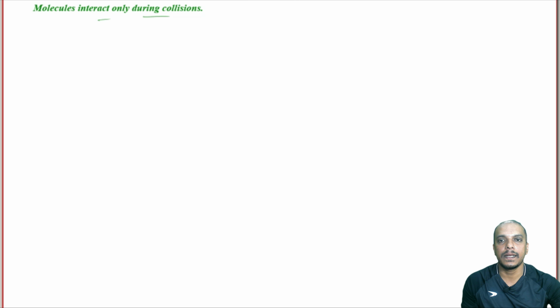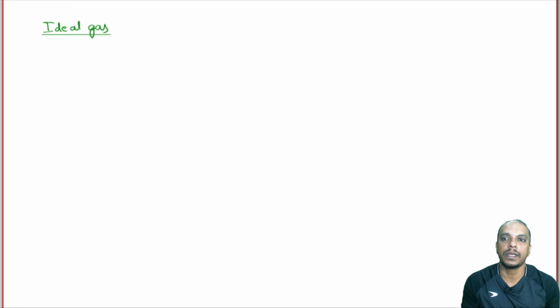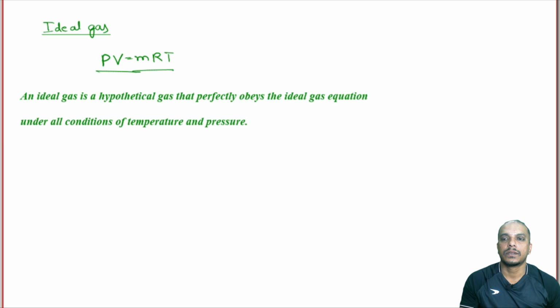So an ideal gas is a gas which obeys the equation PV is equal to MRT. In simple words, an ideal gas is a hypothetical gas that perfectly obeys the ideal gas equation PV is equal to MRT under all conditions of temperature and pressure.